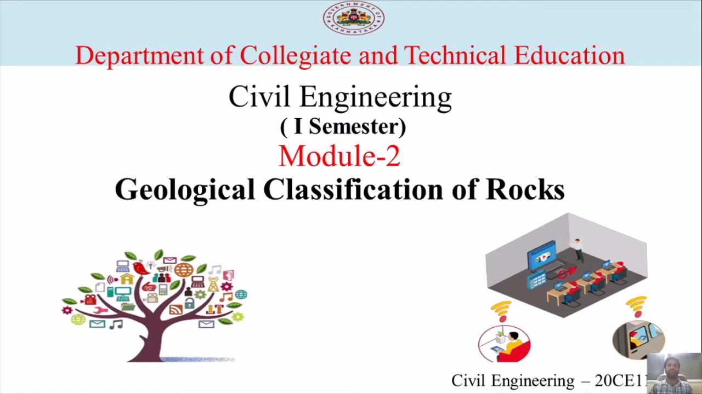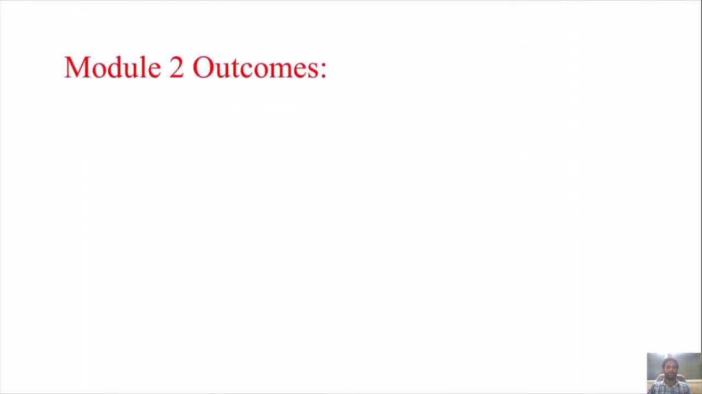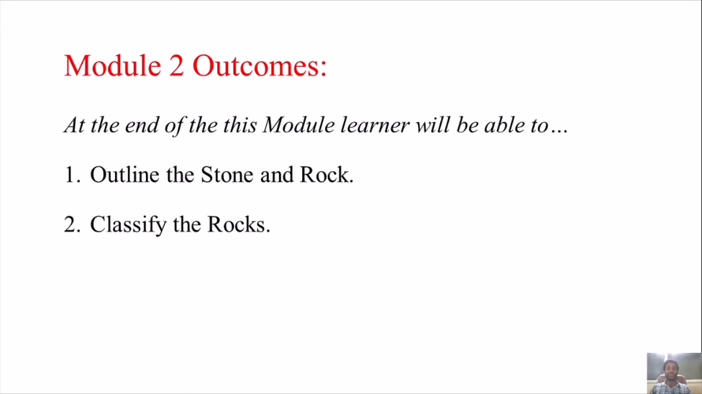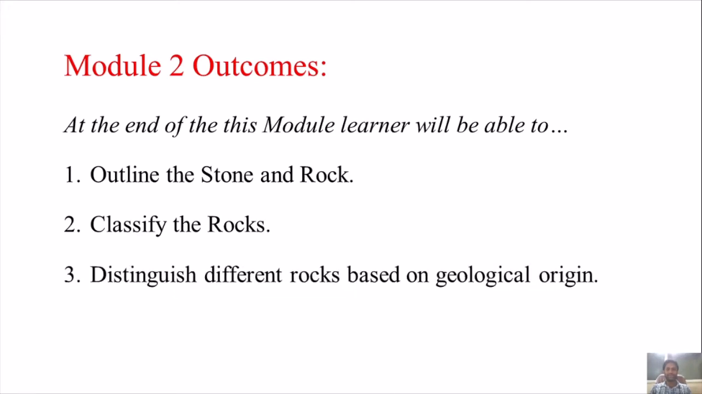As always, before starting, we'll learn what the outcomes are for this particular module. What are the outcomes for module number 2? At the end of this module, learners will be able to, number 1, outline stone and rocks. Number 2, classify the different rocks based on their origin and different aspects. Number 3, distinguish different rocks based on geological origin.